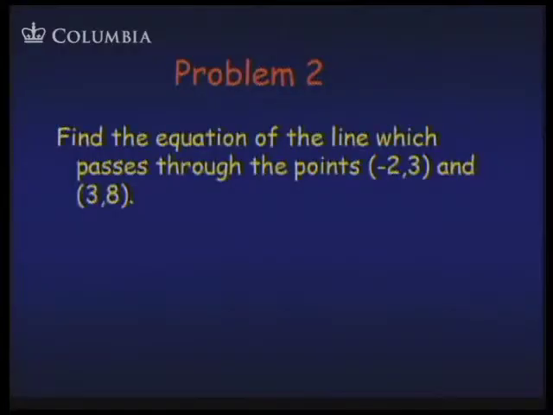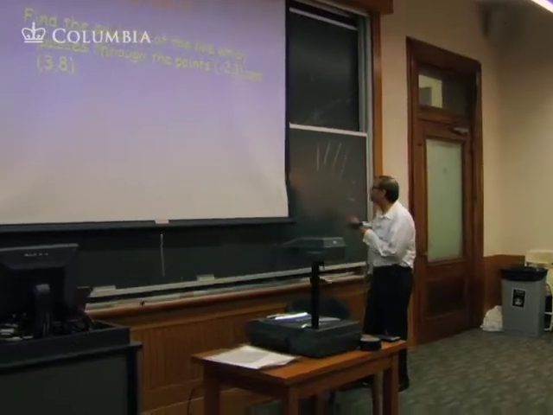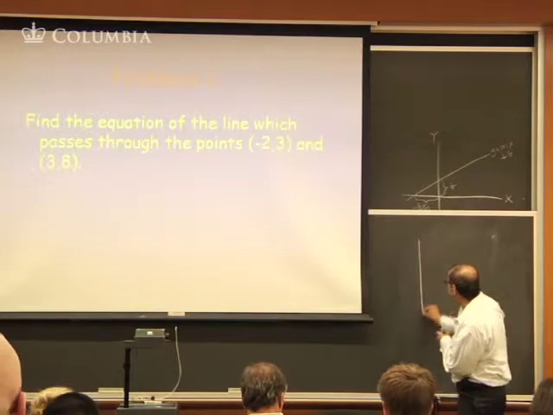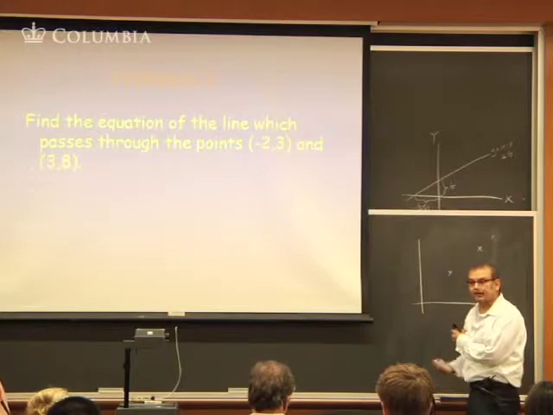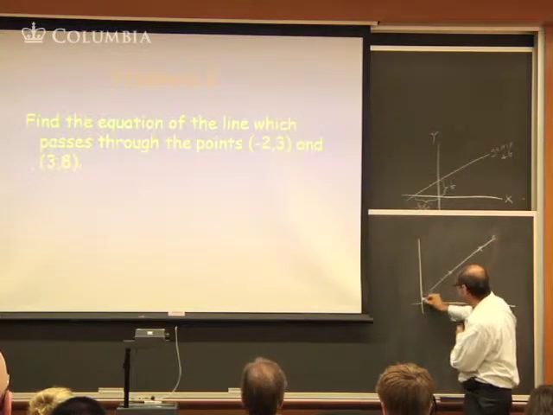Okay, so here's another problem. Find the equation of the line which passes through now 2 points. So here we have a problem like the one Richard suggested. We have 2 points. We don't know the slope, but of course anytime you have 2 points, you can find the slope, right?